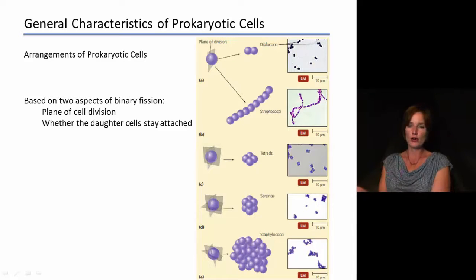They can have just an overall kind of irregular arrangement that makes kind of a blob of cells, for lack of a better description. Different types of prokaryotic cells will have different characteristic arrangements to their cells.